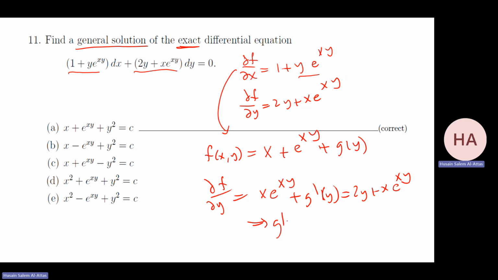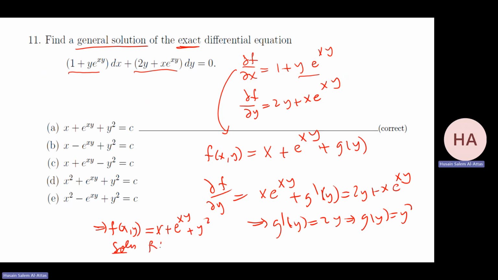So g prime of y equals y, so g of y is y squared. So f of x and y will be x plus e^(xy) plus y squared. The solution is f of x and y equals c, which is this one.